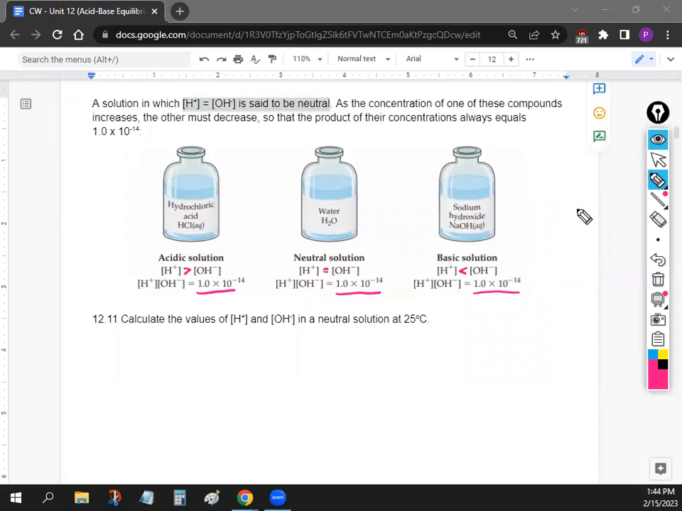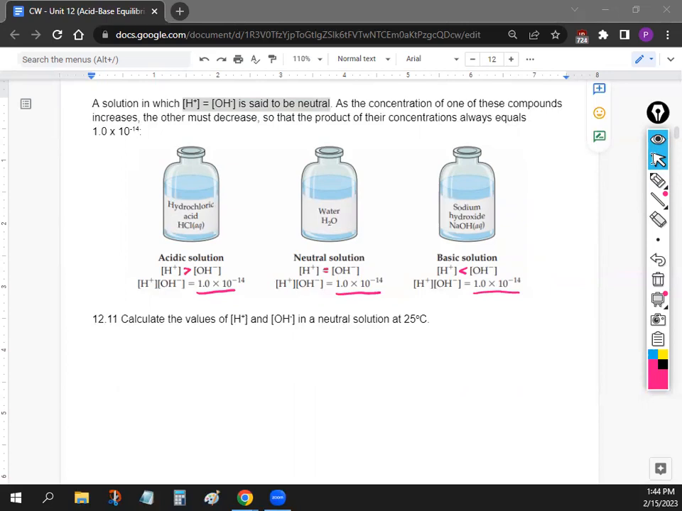Is that like a reference point? Yeah, it's because the scale is based on water, and so we use water as the standard.